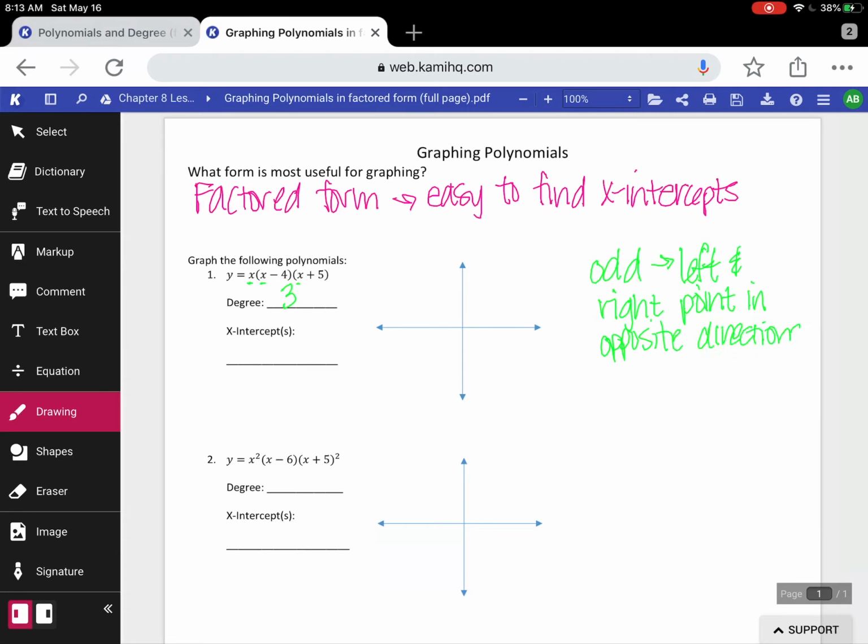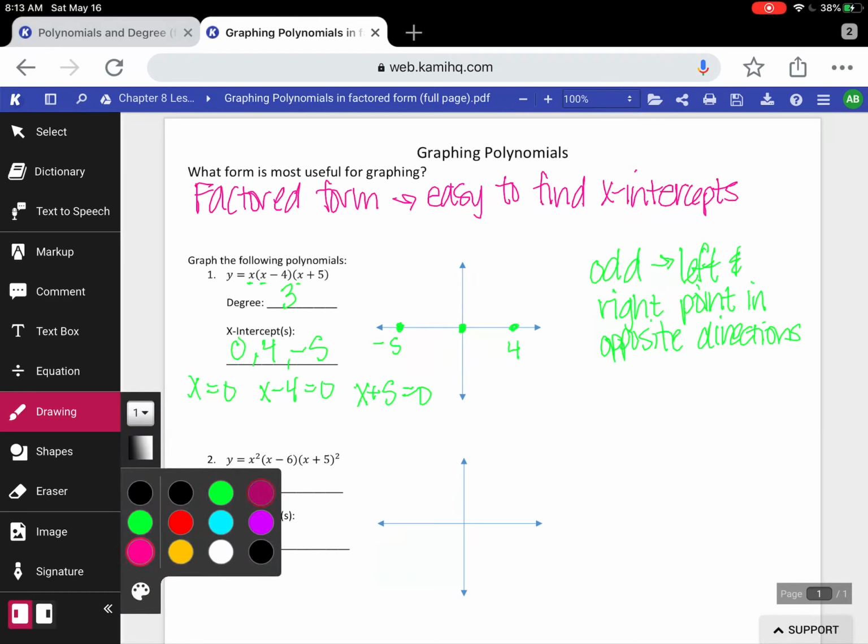Okay, then our next step is to find our x-intercepts. For our x-intercepts, we are going to set each of our factors equal to 0 and then solve. So we would have x equals 0, which would give us our first x-intercept. We would have x minus 4, which would give us 4. And then we would have x plus 5 equals 0, which would give us negative 5. Then we're going to add those to our graph, just estimate where they are, and label. So we have negative 5, 0 happens on the origin, and then we have 4.